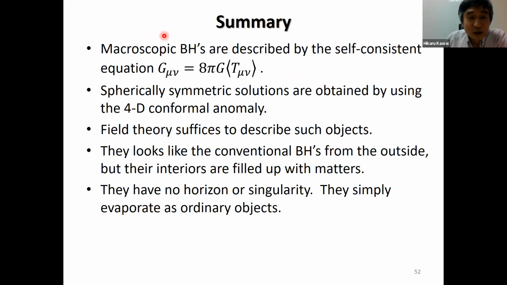So this is a summary. Macroscopic black holes are described by the self-consistent equation, or semi-classical Einstein equation. And spherically symmetric solutions are obtained by using the 4-dimensional conformal anomaly. And in this argument, field theory suffices to describe such objects. And they look like the conventional black holes from the outside, but their interiors are filled up with matter. And they have no horizon or singularity, and they simply evaporate as ordinary objects.